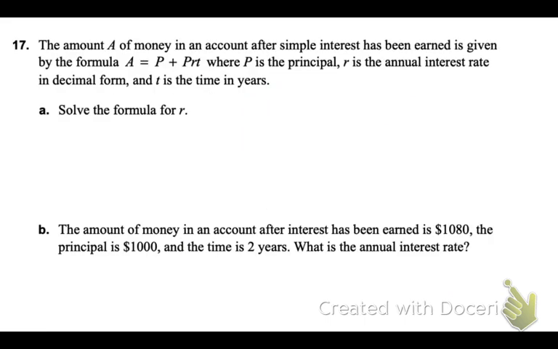All right, final problem. It says the amount of money in an account after the simple interest has been earned is given by this formula. A is equal to P plus PRT. P is the principal, R is the annual interest in decimal form, and T is the time in years. So we're going to solve this formula for R. And we're going to start a little bit differently. The first thing we're going to do is subtract this P. Okay, so we'll have A minus P is equal to the P times the R times the T.